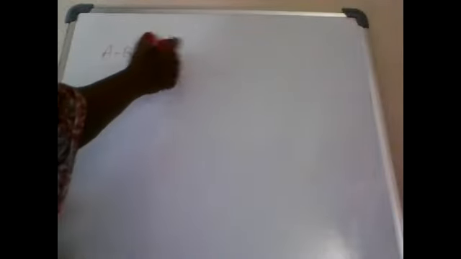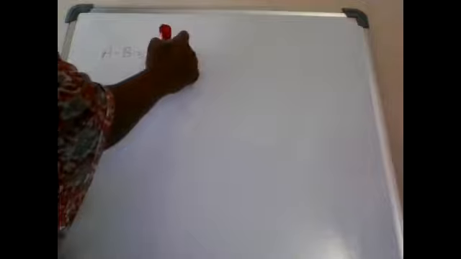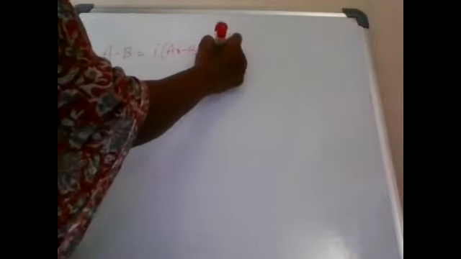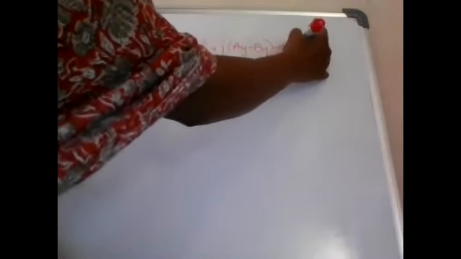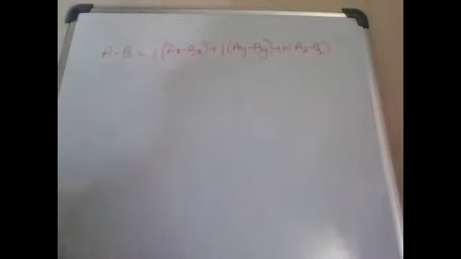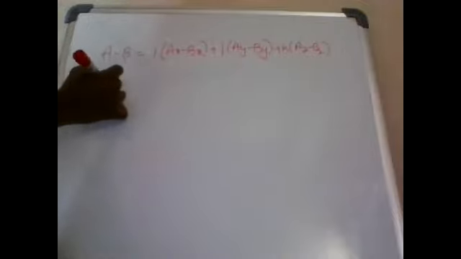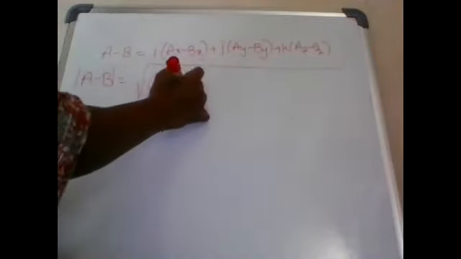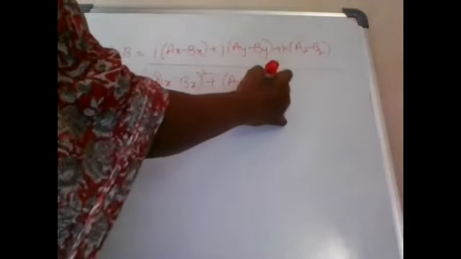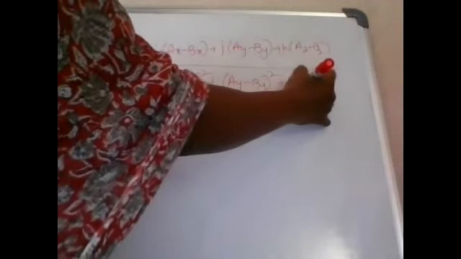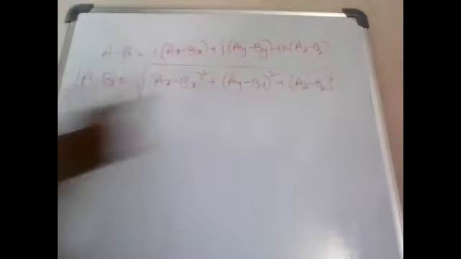So what is the subtraction? A minus B equal to i into A suffix x minus B suffix x plus j into A suffix y minus B suffix y plus k into A suffix z minus B suffix z. Next, the magnitude of this subtraction, mod A minus B equal to under root of A suffix x minus B suffix x whole square plus A suffix y minus B suffix y whole square plus A suffix z minus B suffix z whole square.